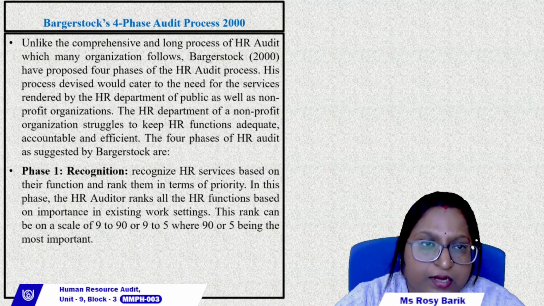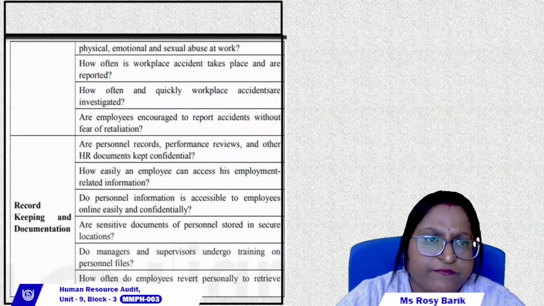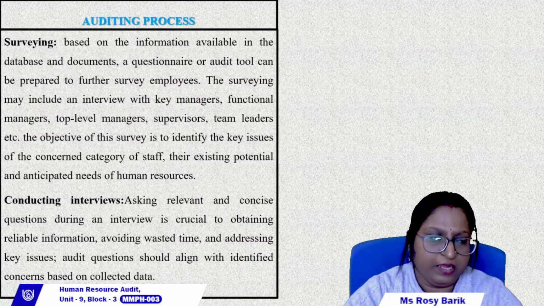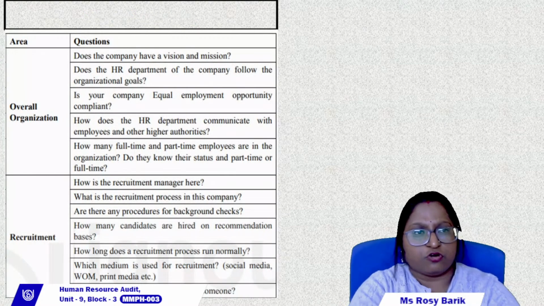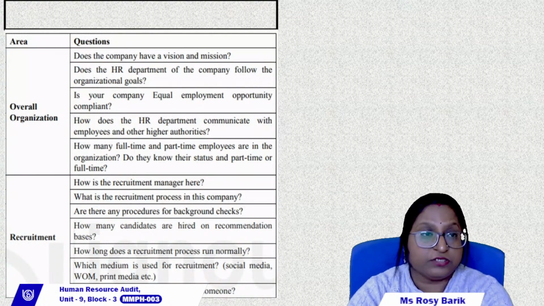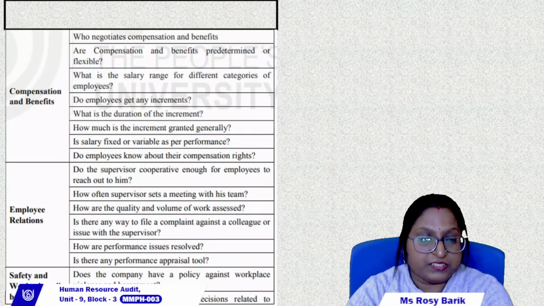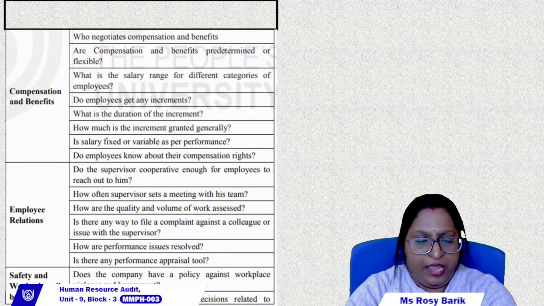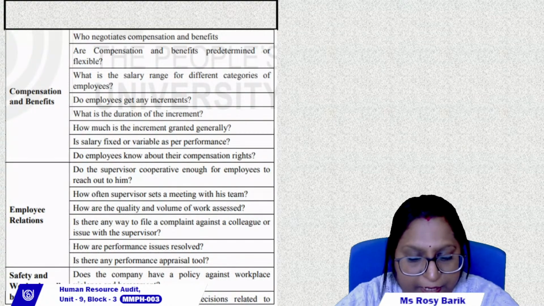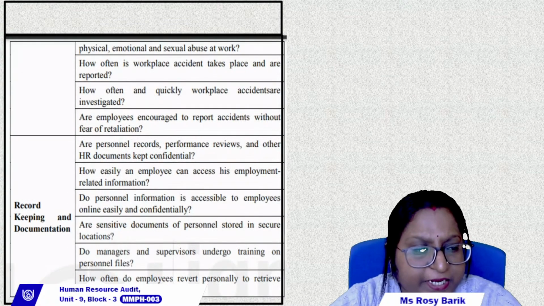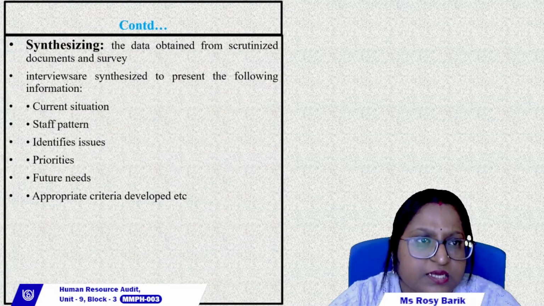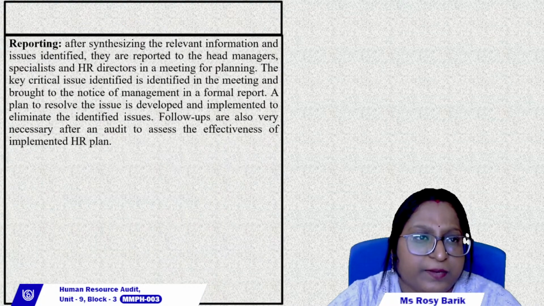So here we saw the different stages of the audit process. First one is surveying, then conducting interviews through different areas like overall organization, recruitment, compensation and benefits, employee relations, safety and workers' well-being, record keeping and documentation, then exit operations, synthesizing, and reporting.